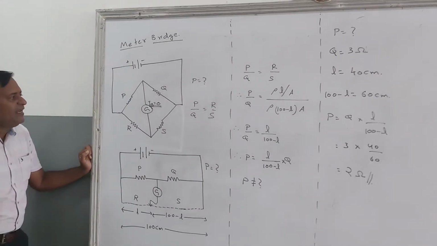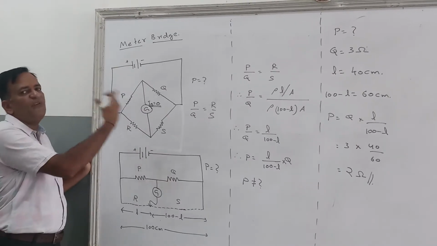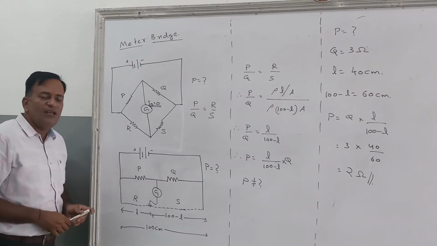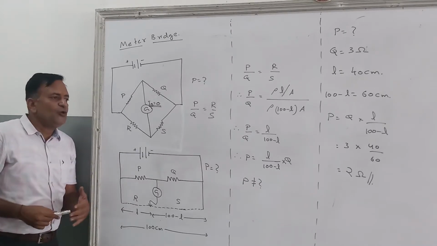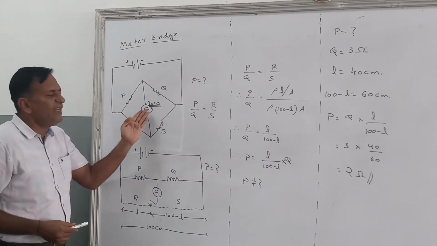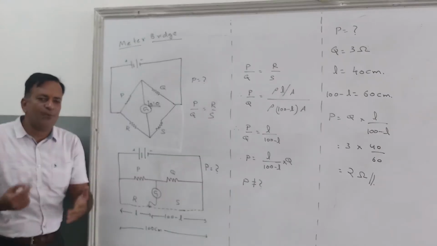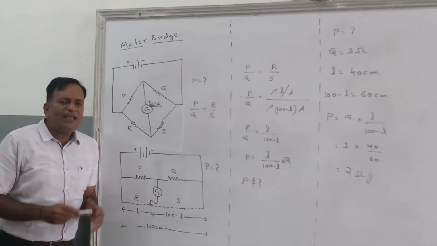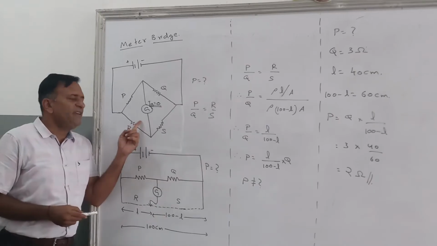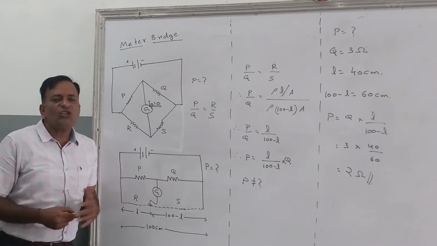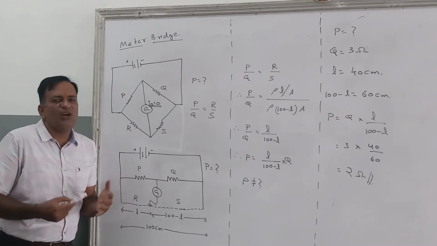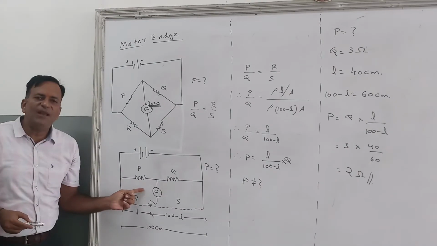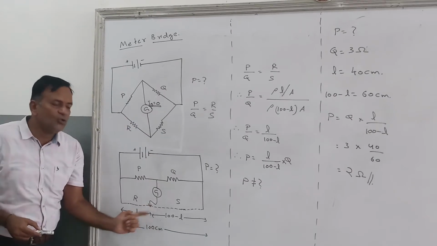What is done? It is modified. See, the Wheatstone bridge can be modified to make a meter bridge. It can also be modified to make a post office box, which is not in use now. But we don't have to study its modification as a post office box or Carey Foster bridge. They are not in use. This is the simplest modification of the Wheatstone bridge.